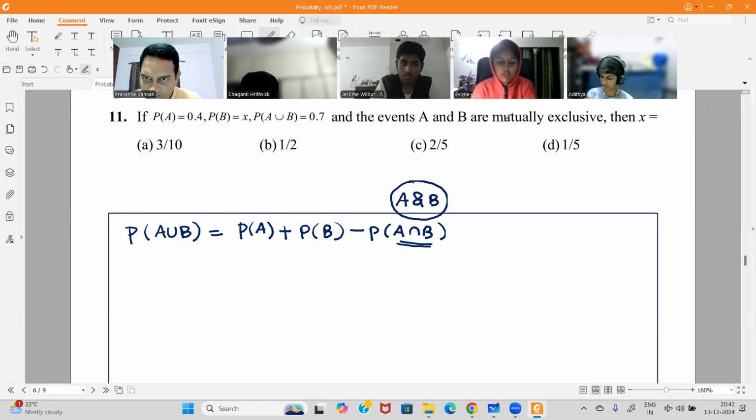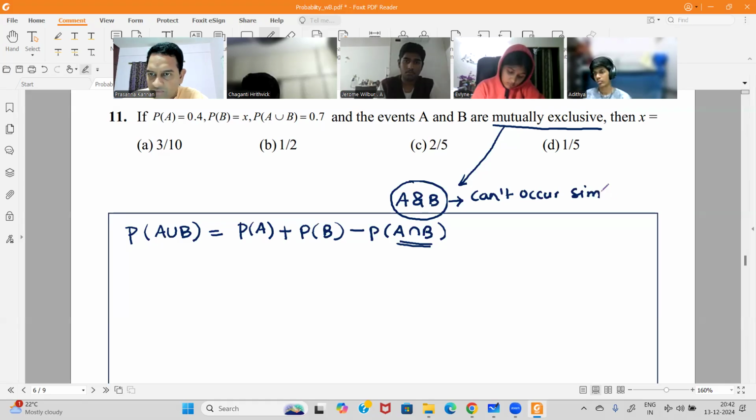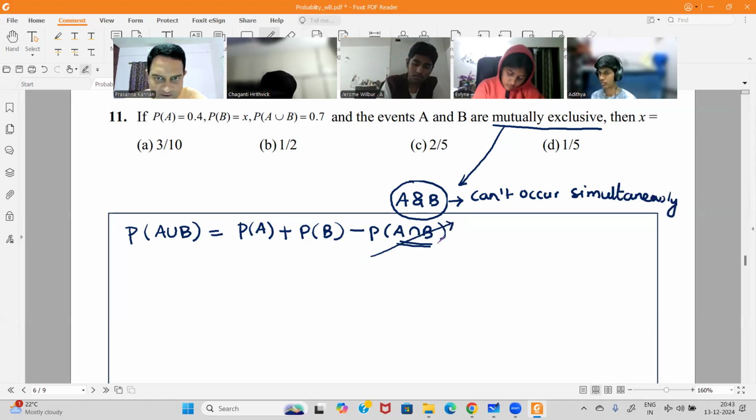And when I say two events are mutually exclusive, that means the occurrence of one will prevent the occurrence of the other. A and B cannot occur together, right? When the two events are mutually exclusive, A and B can't occur together. Of course, mathematically P of A intersection B will be 0 because it can't occur together. So it's simply P of A plus P of B.